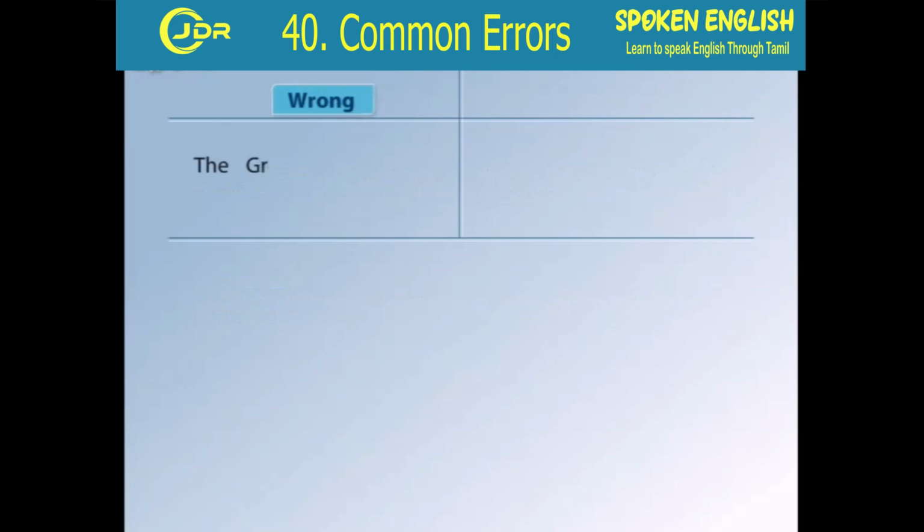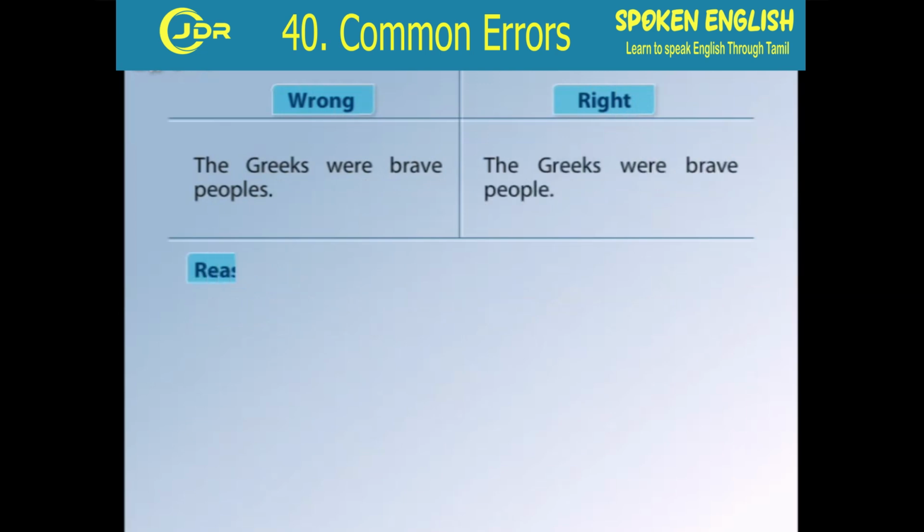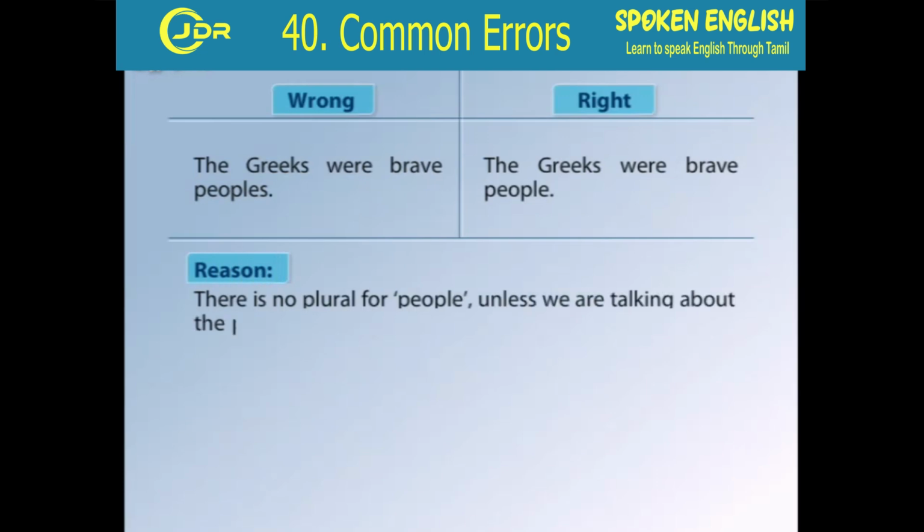Wrong. The Greeks were brave peoples. Right. The Greeks were brave people. Reason, there is no plural for people unless we are talking about the people of different countries. Example, the peoples of the world.